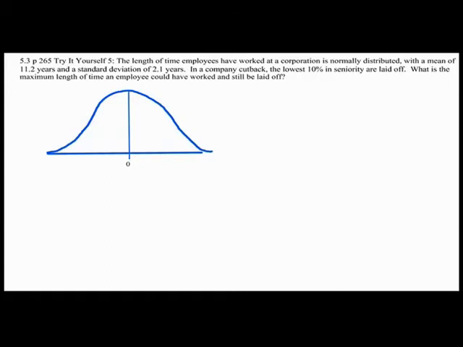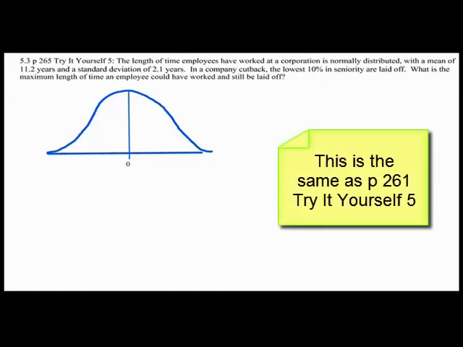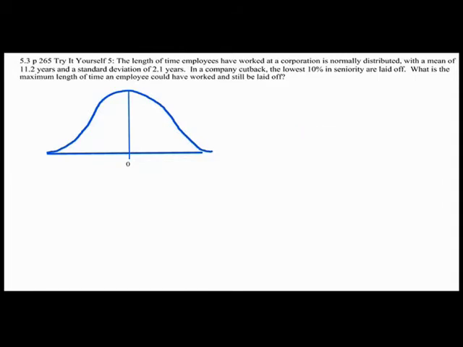In 5.3, page 265, try it yourself 5. The length of time employees have worked at a corporation is normally distributed with a mean of 11.2 years and a standard deviation of 2.1 years. In a company cutback, the lowest 10% in seniority are laid off. What is the maximum length of time an employee could have worked and still be laid off?